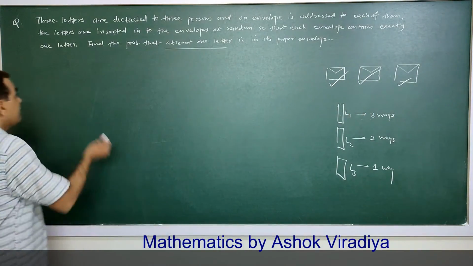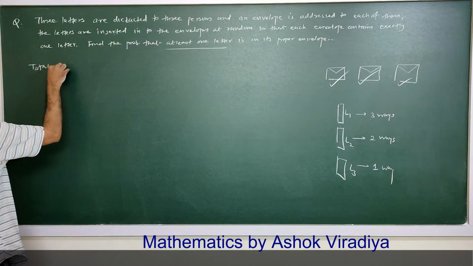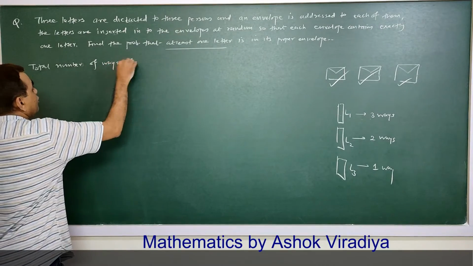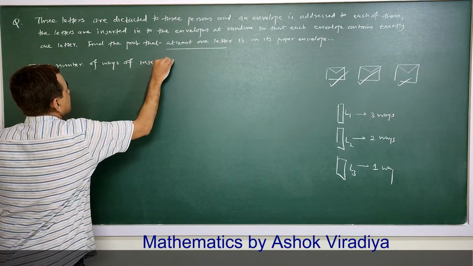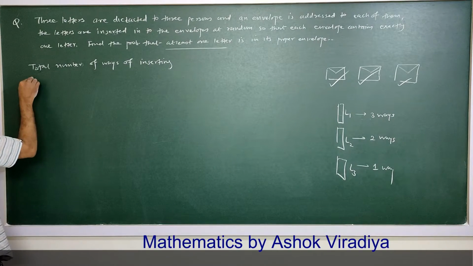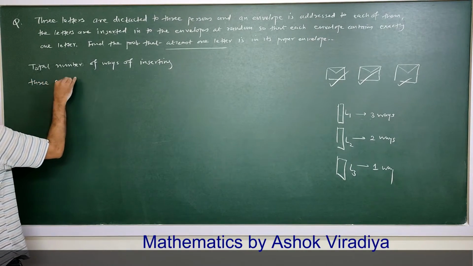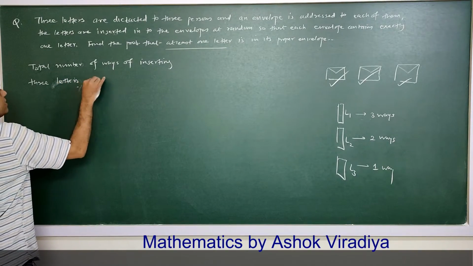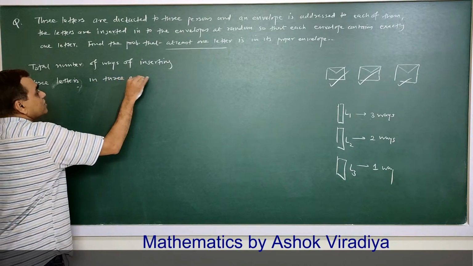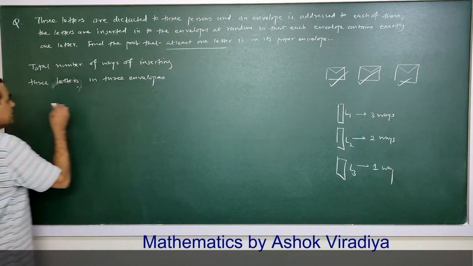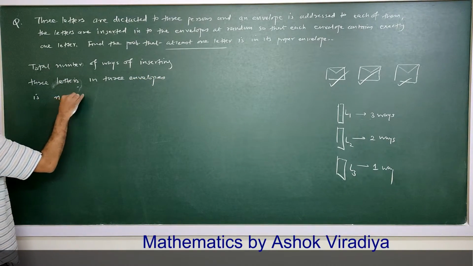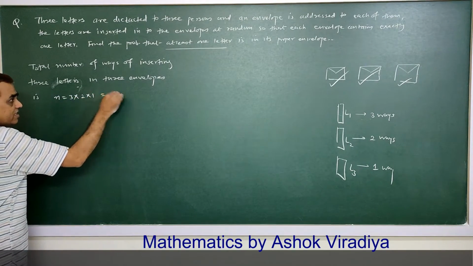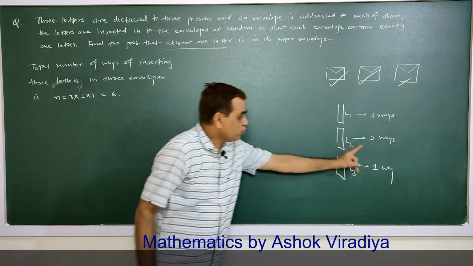So total number of ways of inserting 3 letters in 3 envelopes is n equal to 3 into 2 into 1. That is, there are 6 ways.